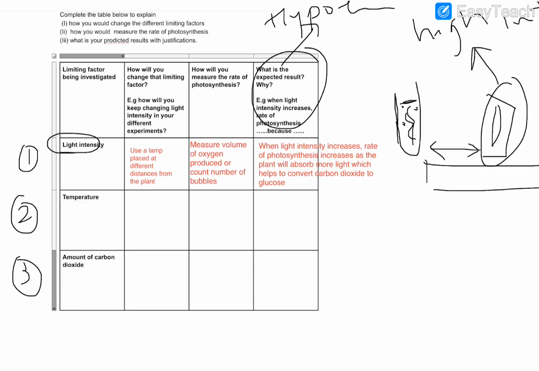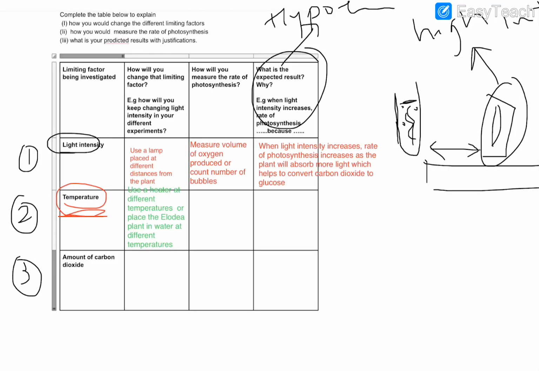Let's look at the second experiment now, where the thing that is being tested is the temperature. So now we're keeping light intensity the same and we're keeping the amount of carbon dioxide the same. We're just going to vary the temperature. So how can we vary the temperature?